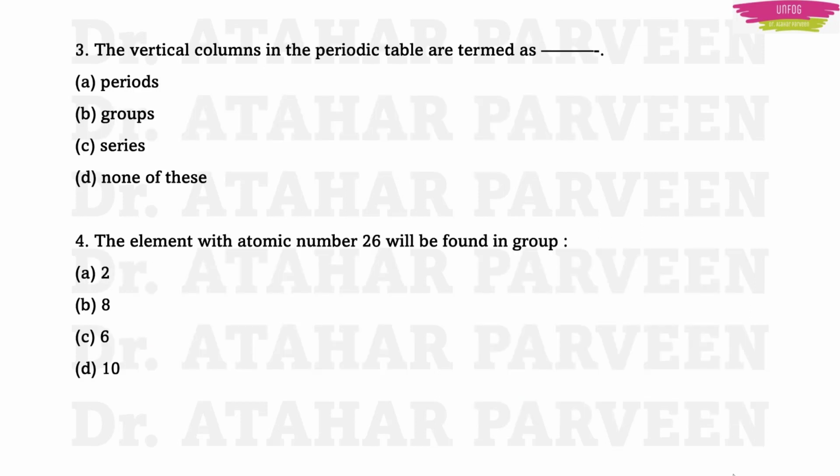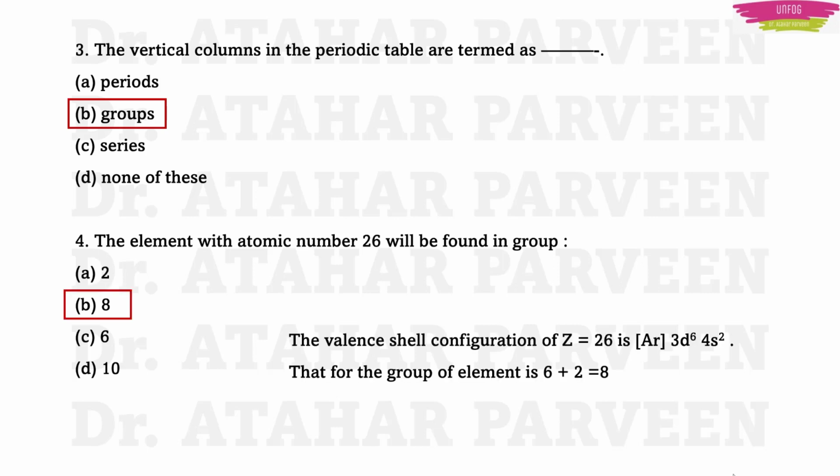Next, question number 3. The vertical columns in the periodic table are termed as, of course, they are groups. Next question. The element with atomic number 26 will be found in group. Which group will be there? This will be 8, because if you write electronic configuration, you will understand that for this particular element with atomic number 26, you are having valence electrons as 8. See, the outermost shell contains 6 and 2 electrons, means 6 plus 2 is 8 electrons, right?